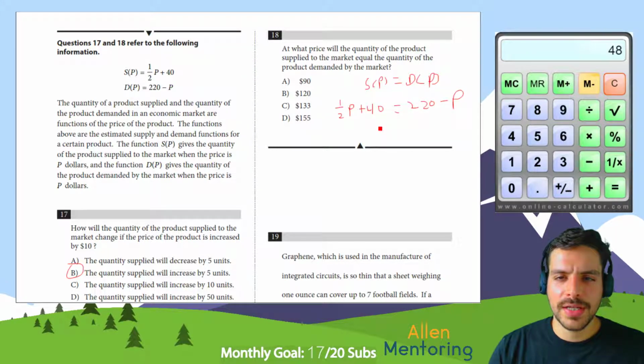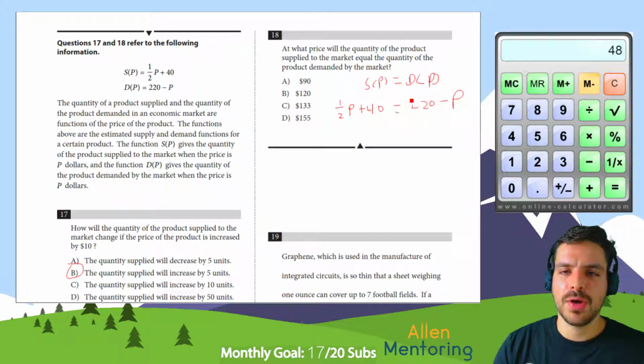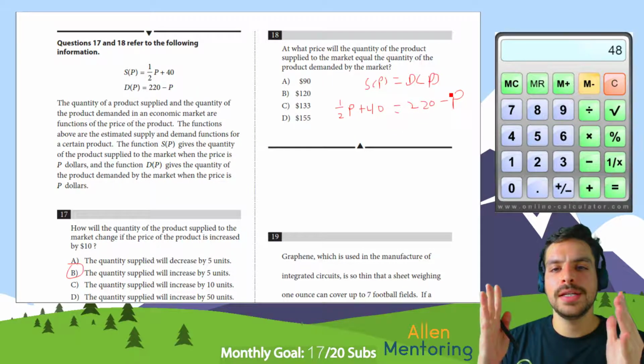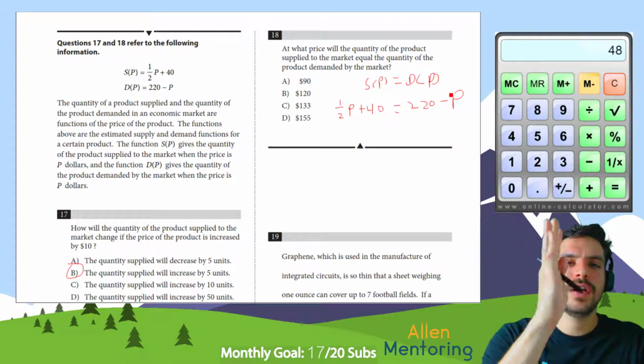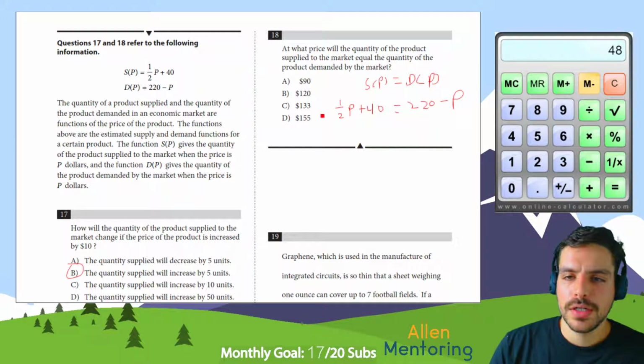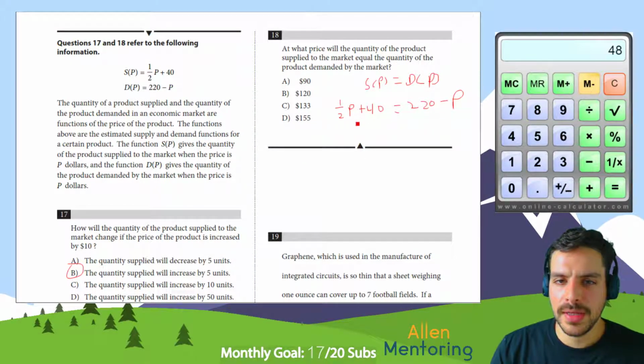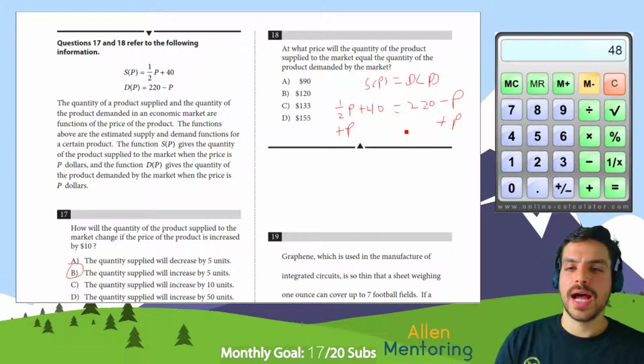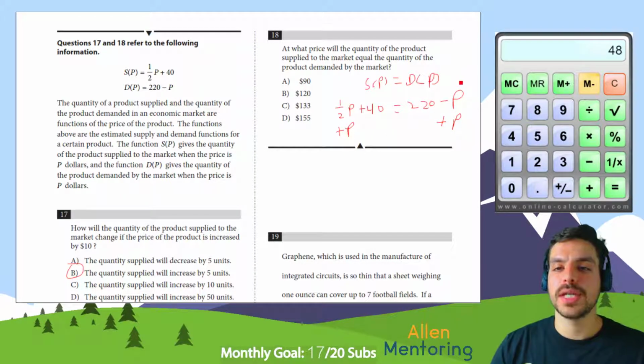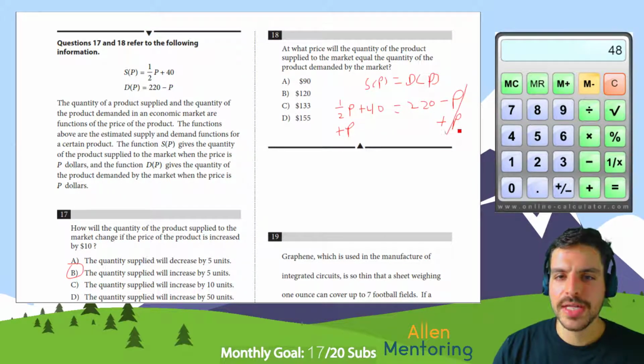All right, so we're setting these two equations equal to each other, and we just want to solve for P. So let's get all of the P's to one side and all the numbers to the other side. So how do we get this P to the other side? If we're subtracting P, we're going to add P to both sides, right? We're doing the opposite to both sides. So we're going to add that to both sides.